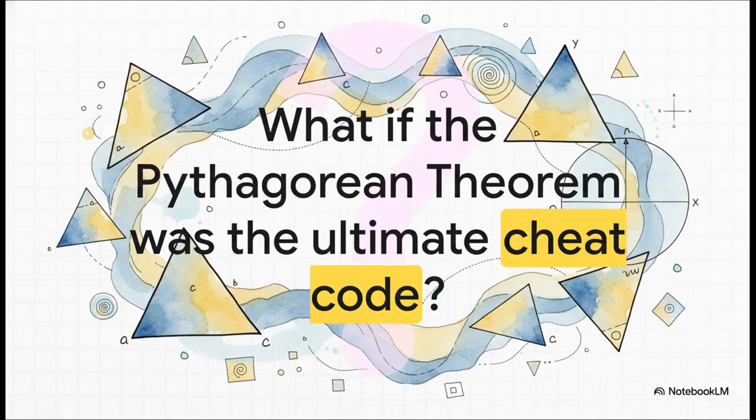So just think about this for a second. That simple rule you learned way back when for right triangles, a squared plus b squared equals c squared, what if it's been hiding in plain sight this whole time, ready to unlock a whole new level of trig for you? Well, that's exactly what we're about to find out.